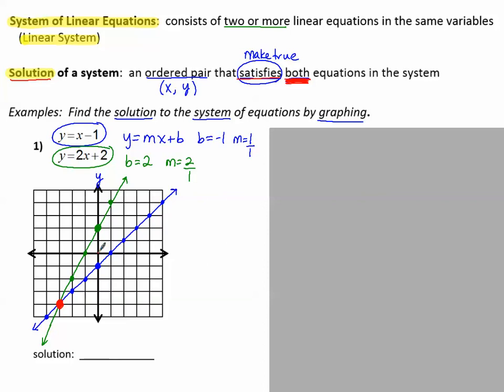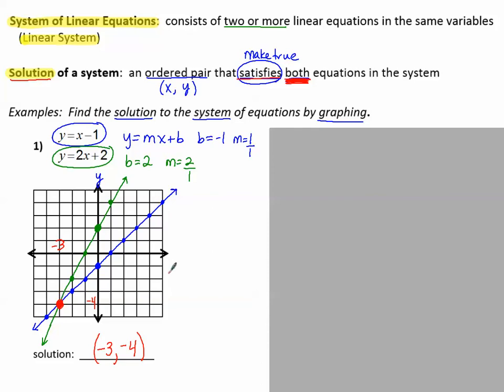From the origin, we have to move left 1, 2, 3. Negative 3. And then we have to move down 1, 2, 3, 4. That's negative 4. So the solution is the ordered pair negative 3, negative 4. This is the ordered pair that will satisfy both of these equations.